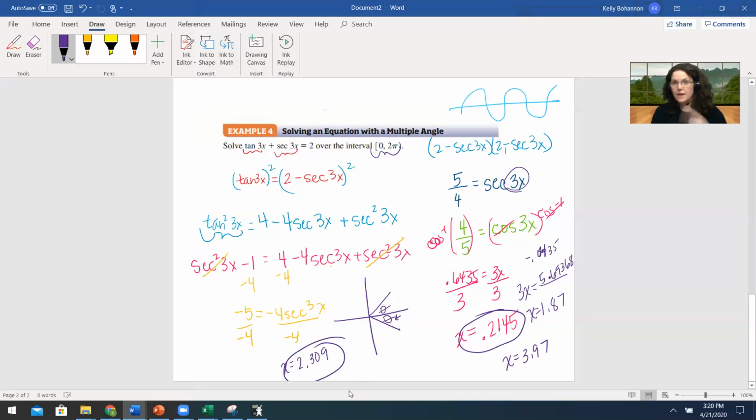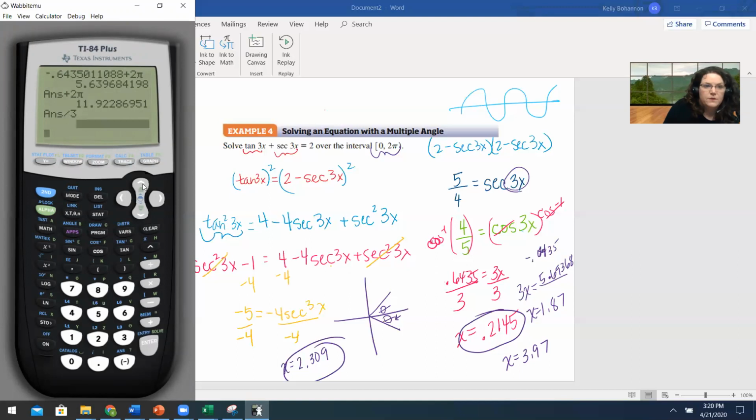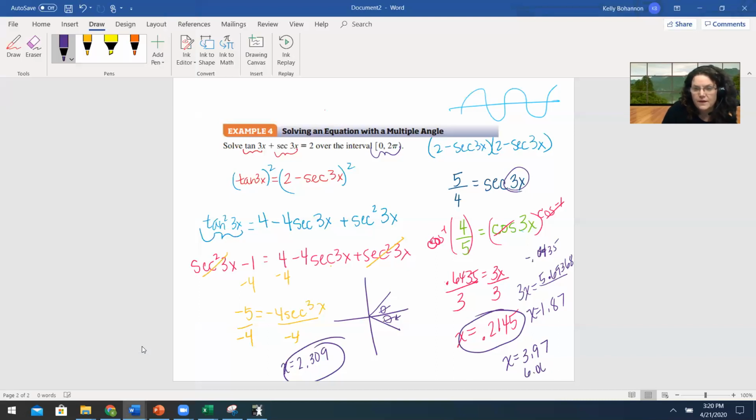Now, if I were to take another trip around, would that work? So let's see. Here's my negative value, 2 trips around. We can add another 2 pi to it and divide this by 3. I think it is 6.069. All right, so let me write them all in orange up here. I have these answers: x equals 0.2145, and then I'm going to try to put them in order, 1.87, and then 2.309, and then 3.97, and then 6.069. So I think that's all your answers for this one.